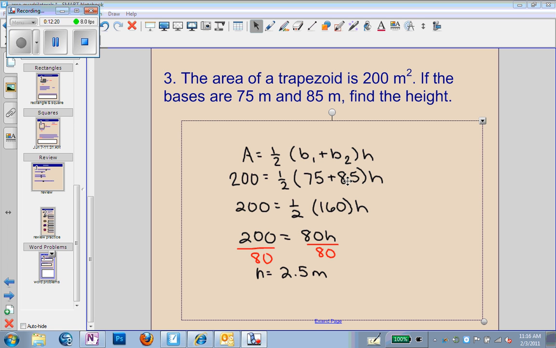Next, we're going to simplify. Make sure you use your order of operations and add what's in parentheses first to get 160. Then you need to continue simplifying that right-hand side of your equation. Half of 160 is 80. Now we have the equation 80h equals 200. We're going to divide both sides by 80 to get h by itself, and we end up with 2.5 meters.